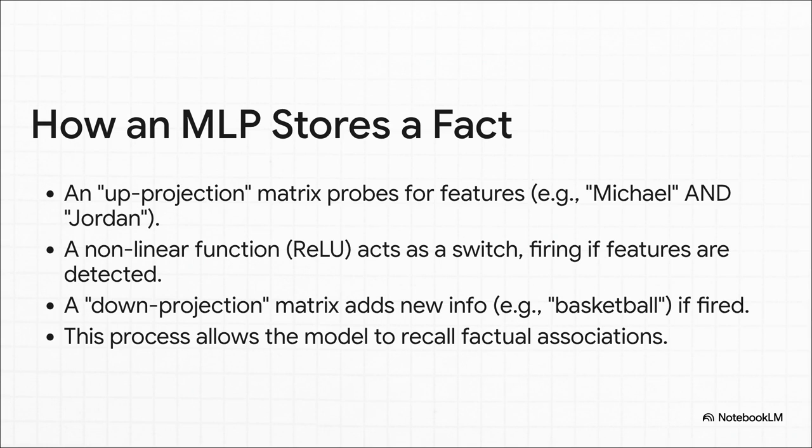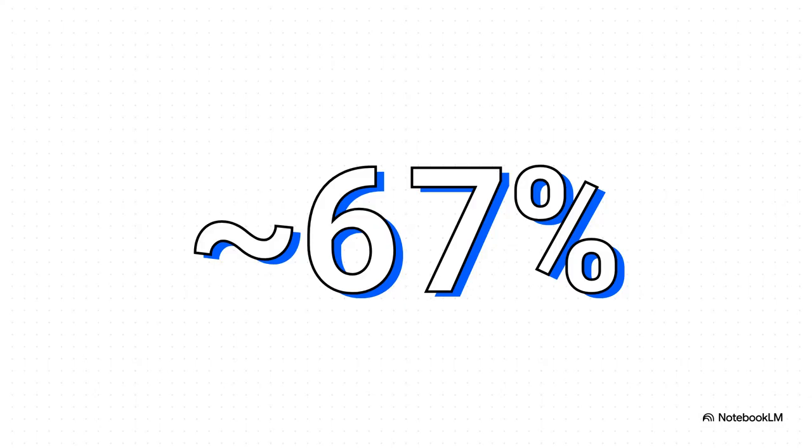The MLP scans a vector for a very specific pattern, like the combination of Michael and Jordan. If it finds a match, a little switch flips on, and it adds the relevant fact it has stored, in this case, basketball, right into that vector before passing it along. And here's the kicker. While attention gets all the fame and glory, these MLP layers are the real heavyweights of the model. They make up roughly 2/3 of the model's entire size. So for something like GPT-3, that's over 100 billion parameters whose main job is just storing facts.